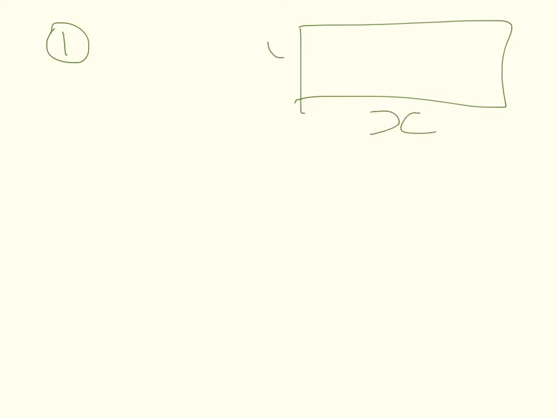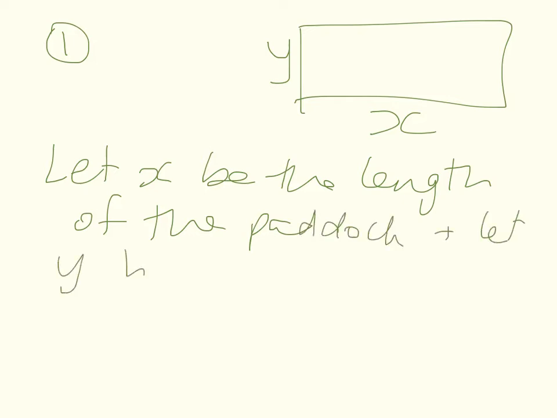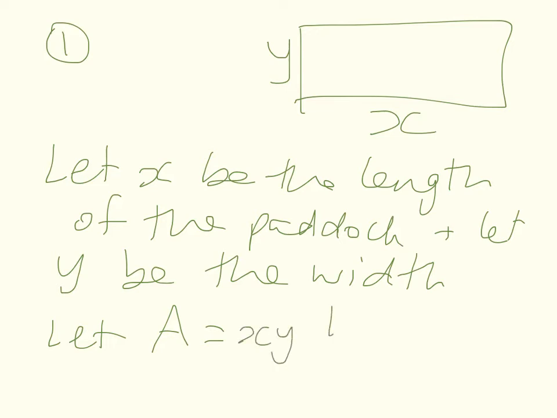Okay, well, I'm hoping the first thing you did is to draw a picture, because that is, as you know from class, how we should always start off. So we're going to define our variables, all right? So let x be the length of the paddock, and let y be the width, and we'll let a be the area. So a is going to equal x times y. Okay, sorry about the messy handwriting, but you get the idea.